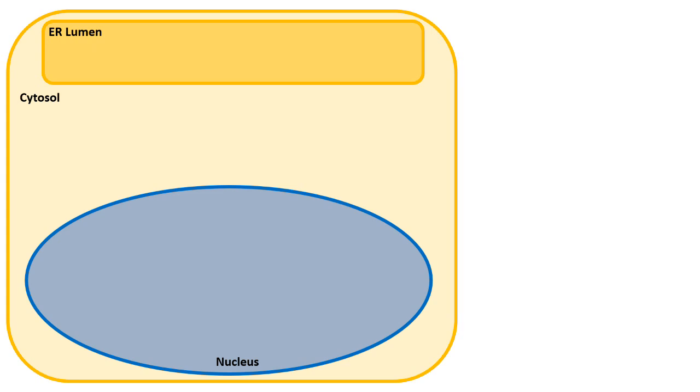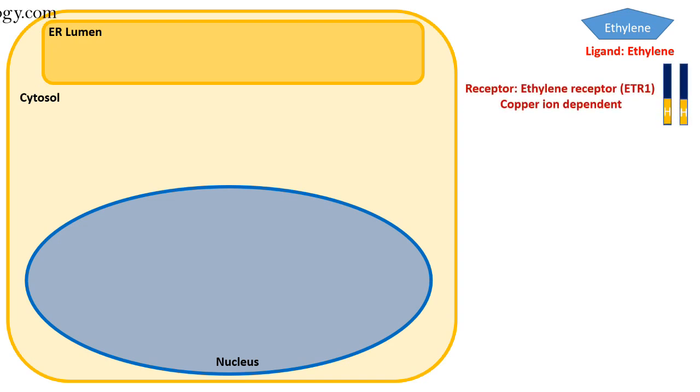And let's look at the key players of the ethylene signaling pathway. Just like every signaling pathway, here we also see a ligand, a receptor, and a repressor. We'll also see proteasomes, as well as the involvement of transcription factors. So let's begin. Ethylene acts as a ligand in this signaling pathway. The receptor is known as the ethylene receptor or ETR1, which are copper ion dependent receptors.